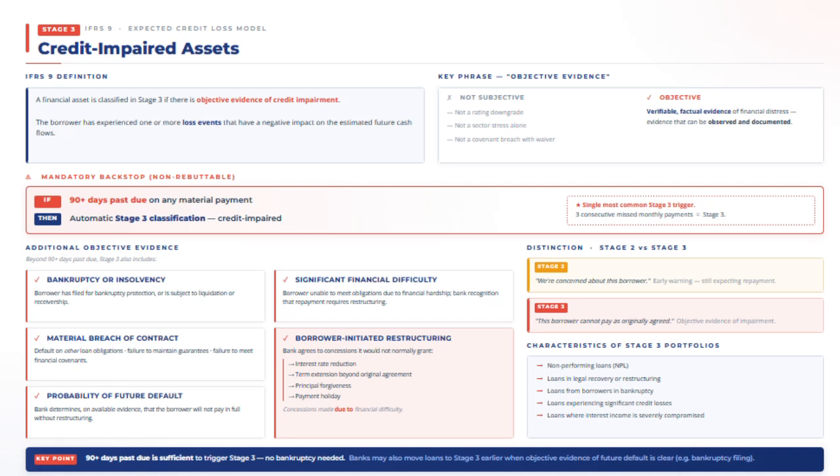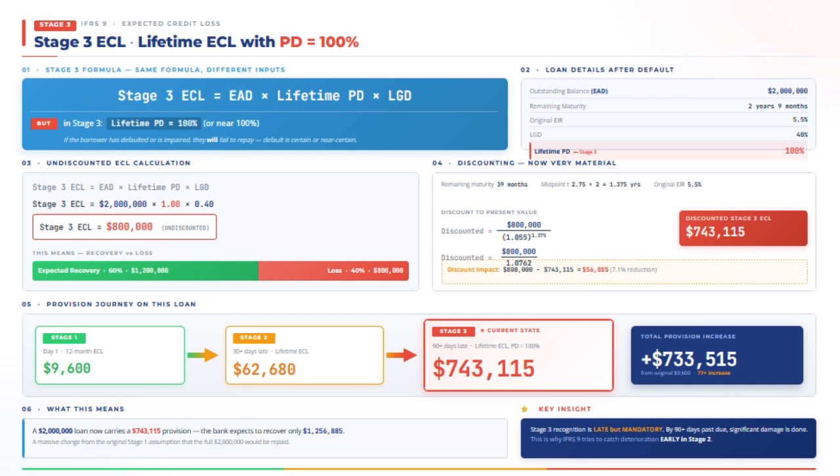Now we see the full economic impact. Stage 3 uses the same formula as stage 2 but with one critical change. Probability of default here becomes 100%. Stage 3 ECL equals EAD times lifetime PD times LGD. And the structure is identical to stage 1 and 2, but in stage 3 the lifetime PD is 100% or very close to 100%. The borrower has defaulted or will certainly default. Thus, this is certain loss and not an estimated loss.